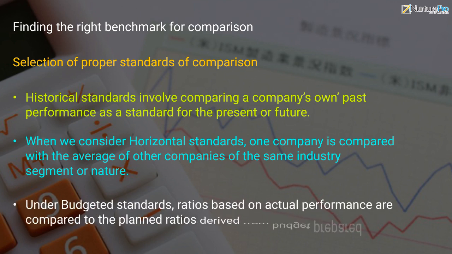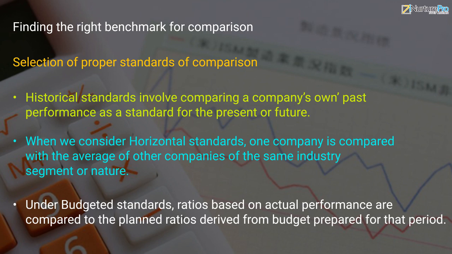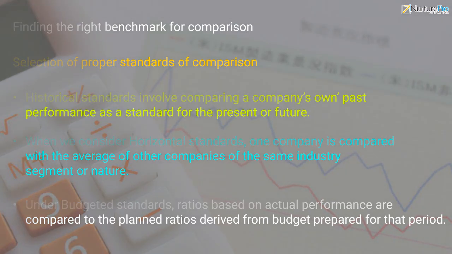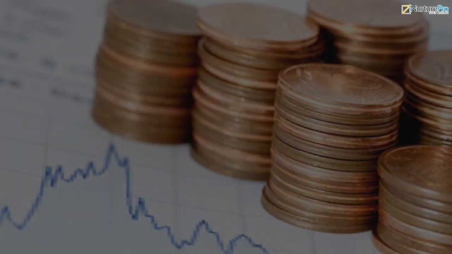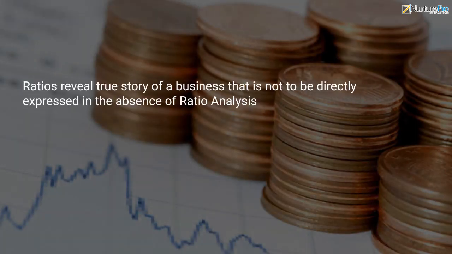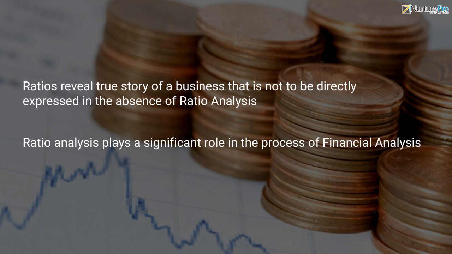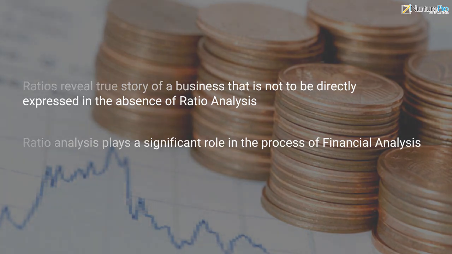Under budgeted standards, ratios based on actual performance are compared to the planned ratios derived from budget prepared for that period. To summarize, ratios reveal true story of a business that is not to be directly expressed in the absence of ratio analysis. Thus, the ratio analysis plays a significant role in the process of financial analysis.